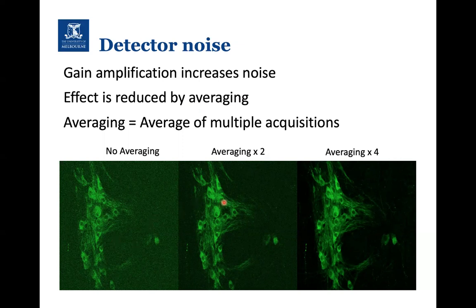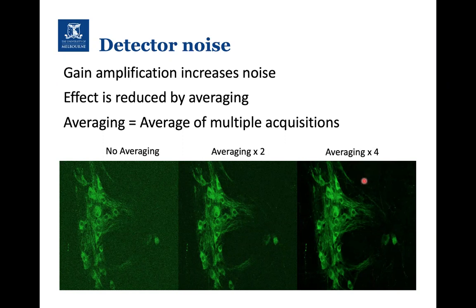So in this case, this is an image with no averaging. In this case, we've taken 2 images and averaged each pixel across the image. And by the time we get to averaging of 4, you can see we've really got rid of this detector noise, which we had in the background, and it's giving us a much nicer signal to noise ratio than we would have in either no averaging or the averaging of 2. Again, the downside is that it's going to take 4 times longer to acquire your data.